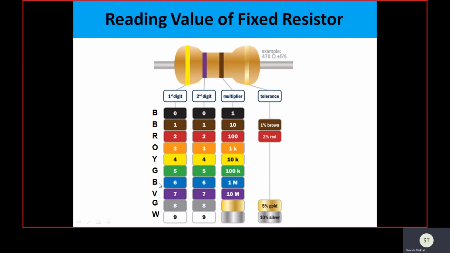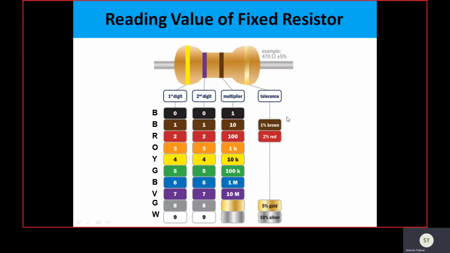The next is blue with the value 6. The next is violet with the value 7. The next is gray with the value 8. And the last one is white with the value 9. And here we can see the tolerance.